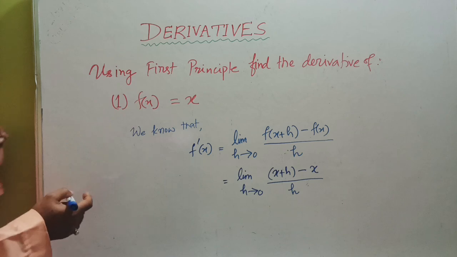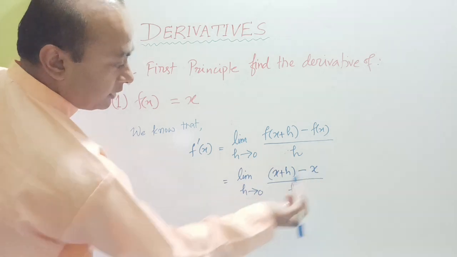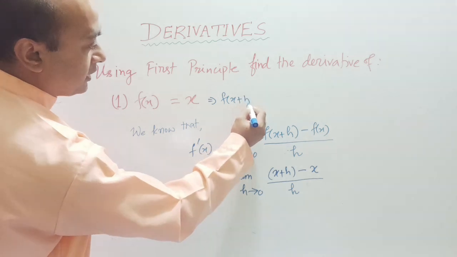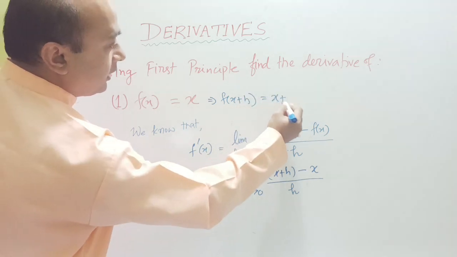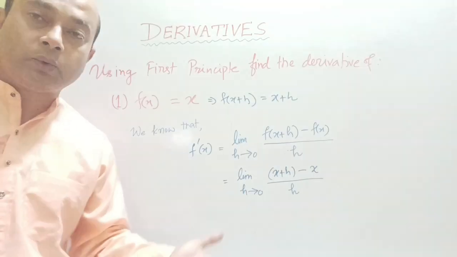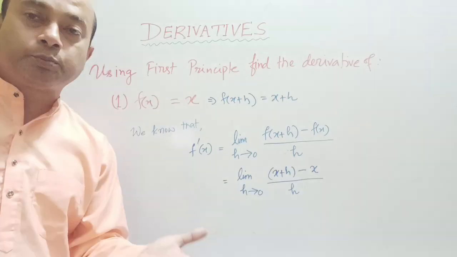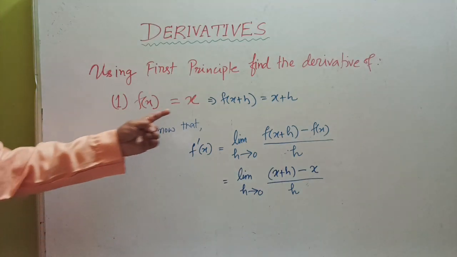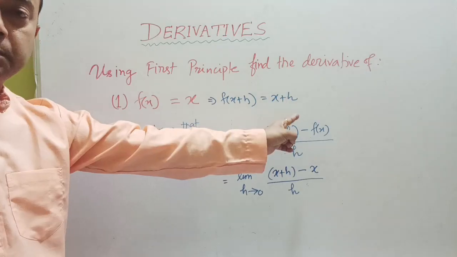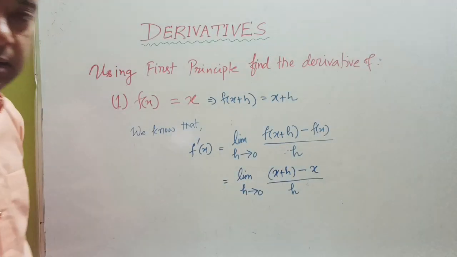I am explaining again. See, f(x) equal to x. So in place of f(x) I have written x here. This would imply f of x plus h would be equal to x plus h only. Because we are dealing with what? We are dealing with the identity function, and in the identity function the input and output are identical. So if f(x) equal to x, f of x plus h will be x plus h only. So I have replaced f of x plus h with x plus h.